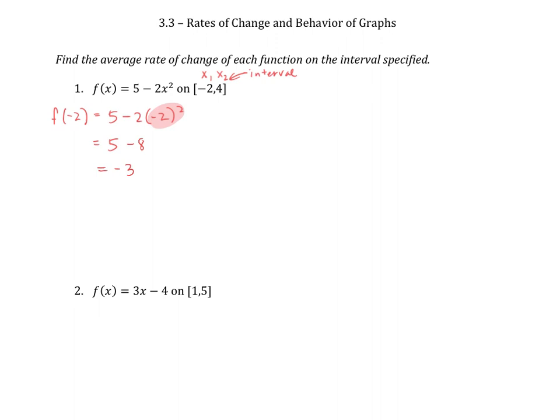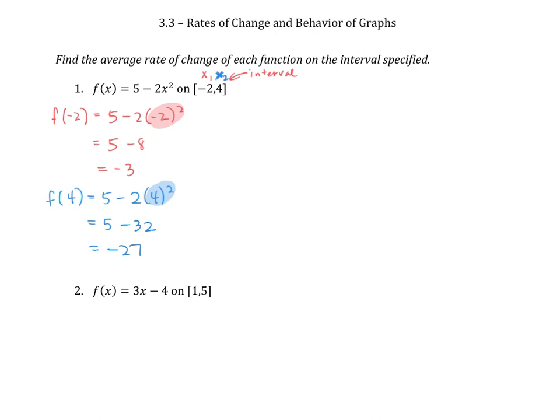And then I want to do the same thing for the second x value. So let's say x2, I'll do that in blue. So f of 4 is equal to 5 minus 2 times 4 squared. So that'll be 5. 4 squared, I have to do that first, is 16. 16 times a -2 is -32. 5 minus 32 is -27. Okay, so now I have the x values that were given, and I also have the y values.